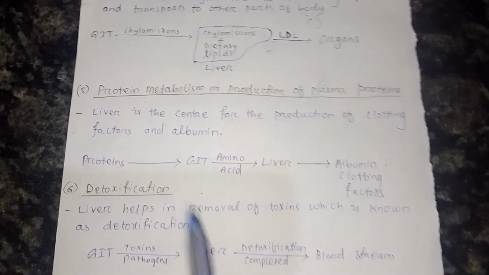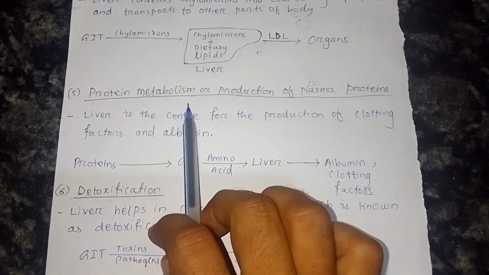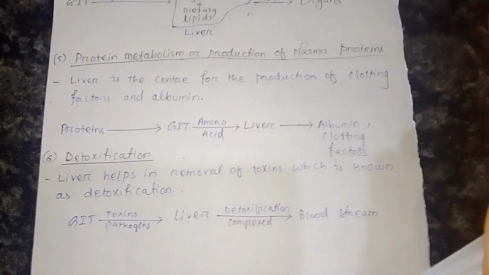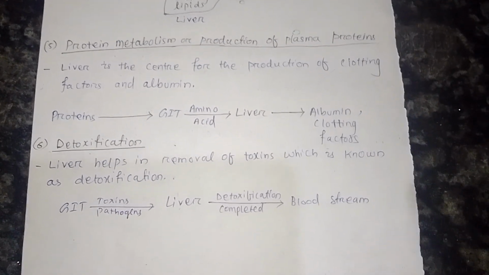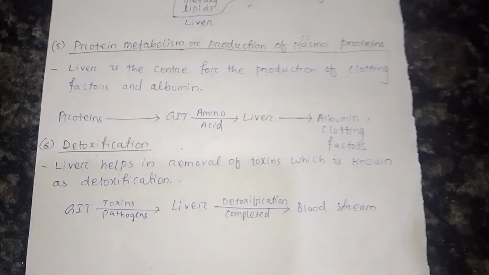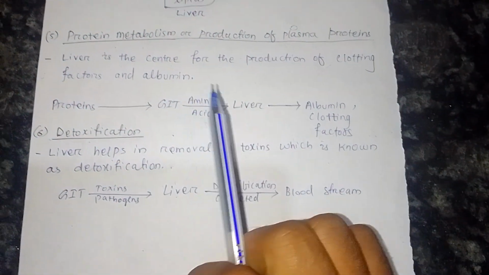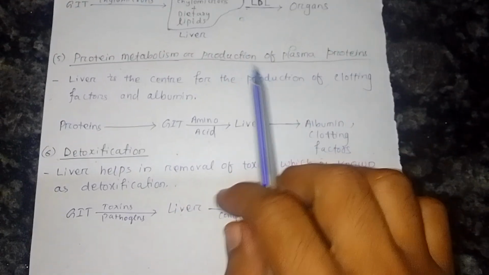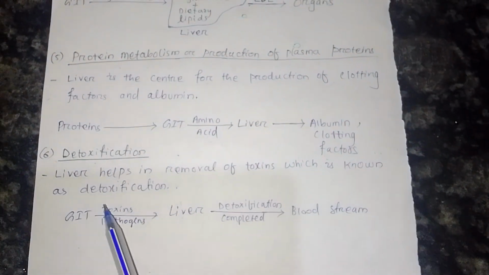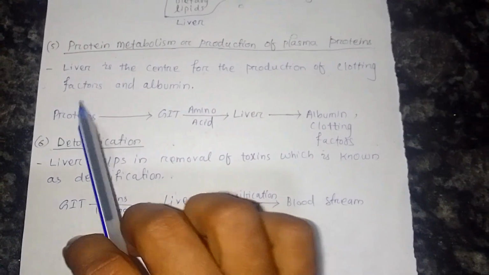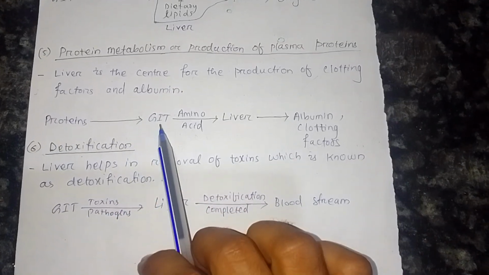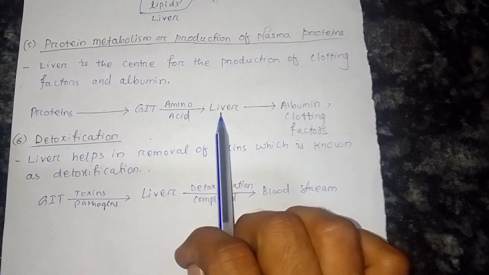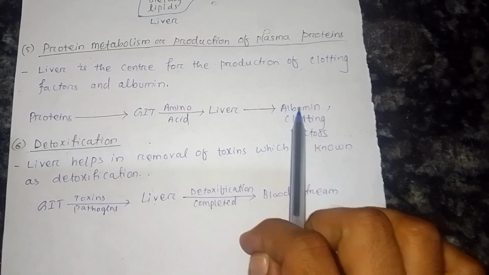Now let's see protein metabolism or the production of plasma proteins. We all know that the liver is the producer of all the clotting factors in our body, which are very much important from the point of view of clotting or coagulation of blood. And then it also produces plasma protein like albumin. So we can see that proteins are absorbed from the GIT in the form of amino acids, and they are sent to the liver. In liver it converts into either albumin or some clotting factors.